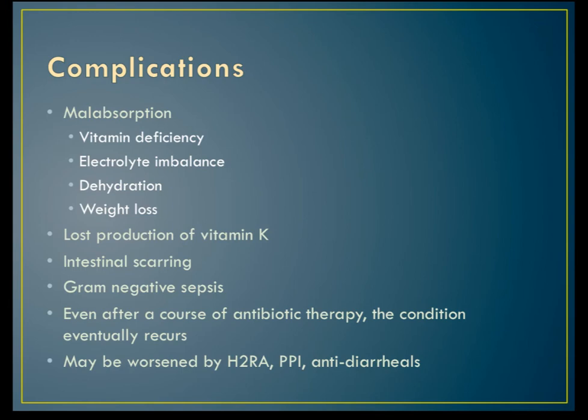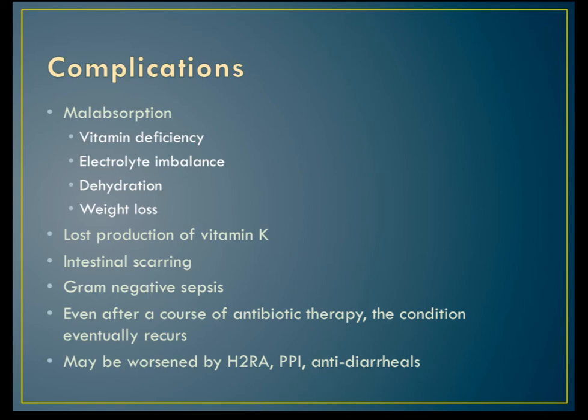The complications of small intestinal bacterial overgrowth are malabsorption, as we've talked about throughout the past few slides, which can lead to further deficiencies and weight loss. We lose production of vitamin K because that is a bacteria-produced vitamin, and the colonic bacteria will overgrow and invade the bacteria that make our vitamin K. We can also get intestinal scarring from the colonic bacteria being in the small intestines.